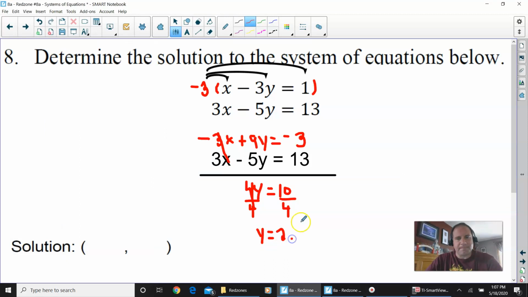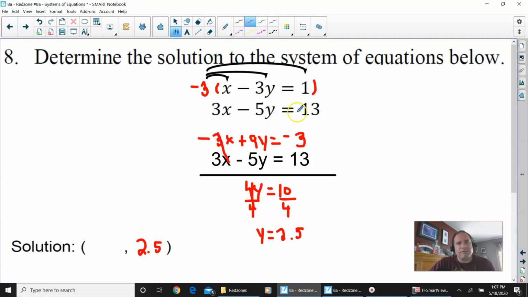Just remember, it is easy to make a mistake here, so I'm just going to go over negative 3 times a positive is negative, negative times negative is positive, negative times a positive is negative. All right, so I have 2.5 as the y. Just remember, don't put it in as the x, because then that will mess things up.